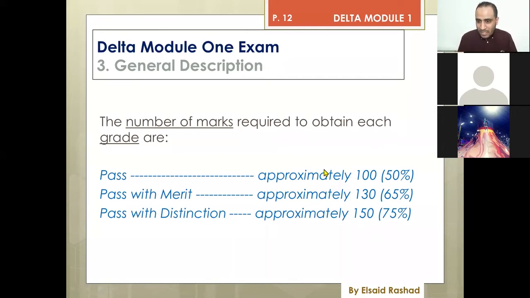Even if you pass, this is a very big achievement, okay? You should be happy, you should be proud of yourself. It's all right if you just pass Delta Module 1, all right?